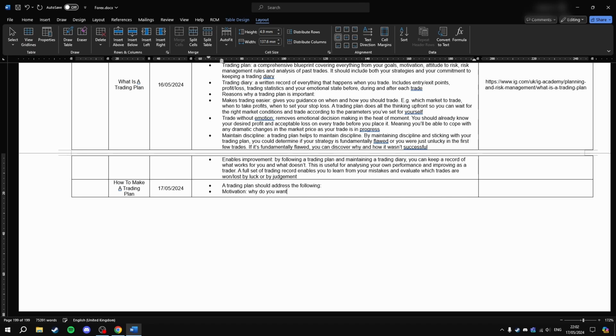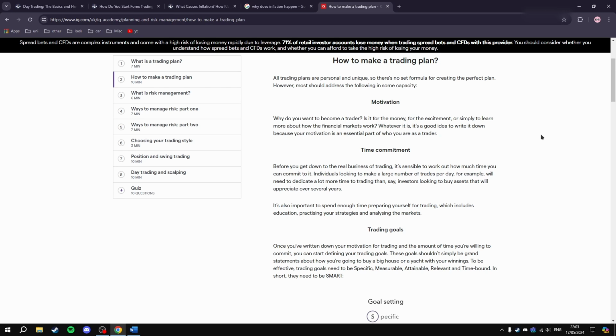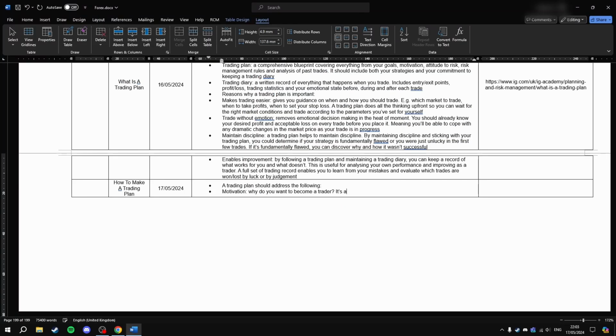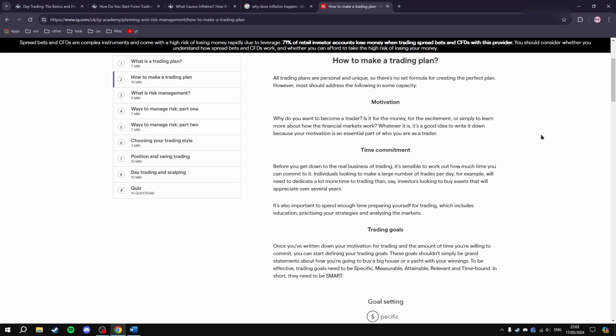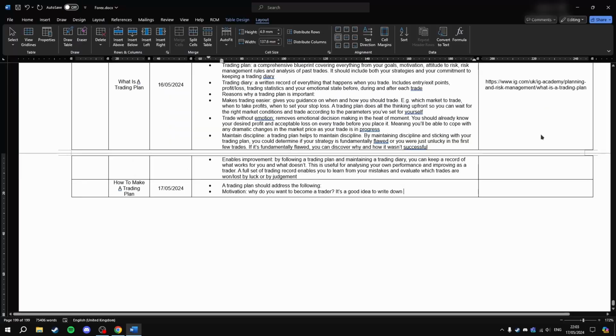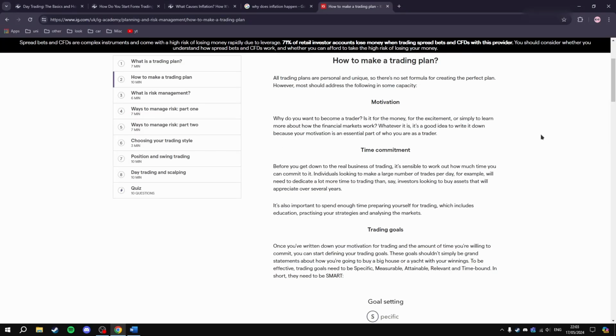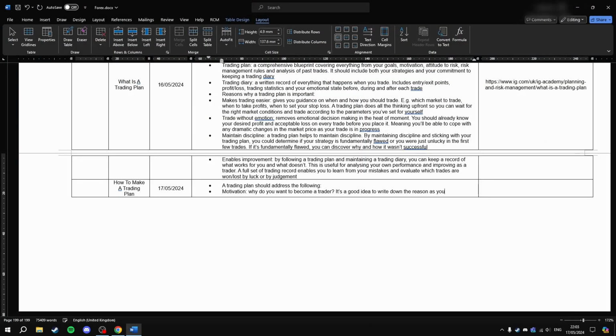Why do you want to become a trader? It's a good idea to write down the reason as your motivation is an essential part of who you are as a trader.